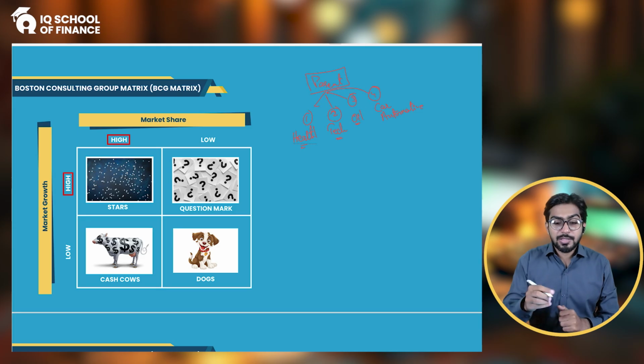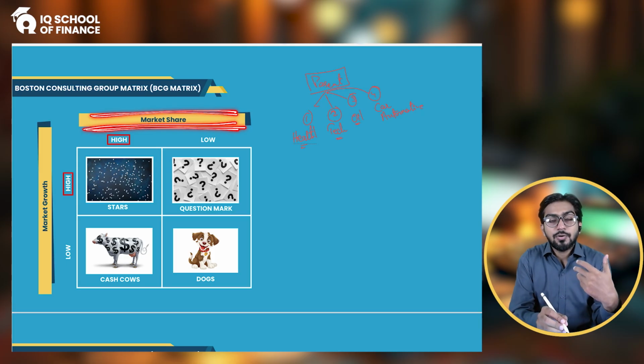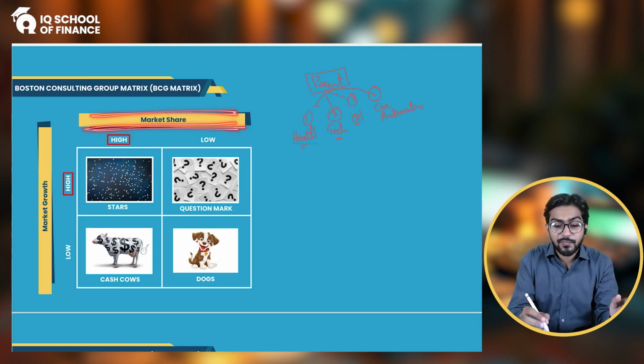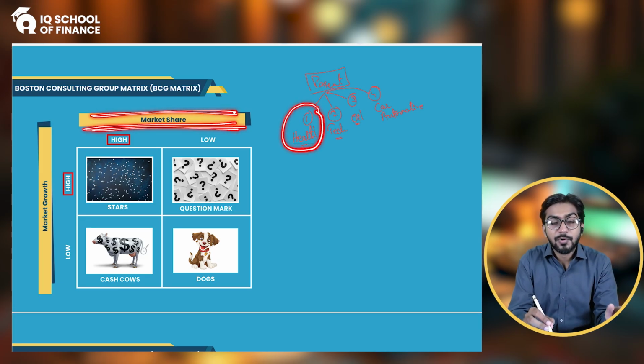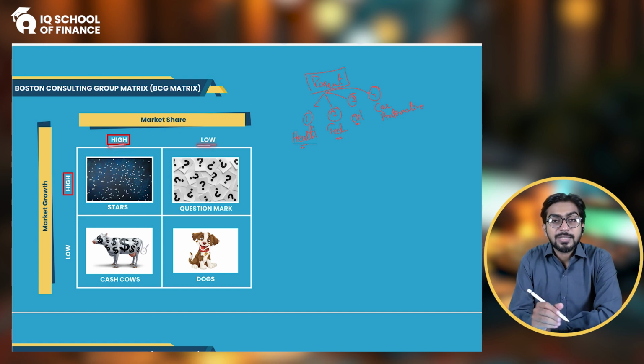To use the BCG matrix, what you need to understand is that on the x-axis you have the market share. All right. So as a company, you are going to check, for the specific product, for example, for healthcare products, what is your market share? Is it high or is it low? For example, let's say your market share as compared to the total industry is around 10 to 15%.